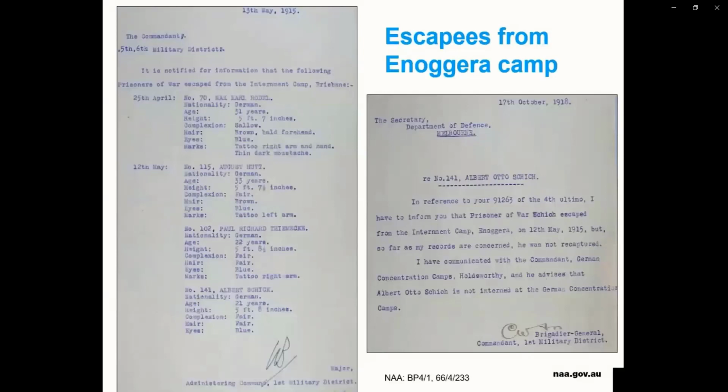This file relates to prisoners who escaped from Enoggera camp on the 13th of May 1915. This letter, sent to the Secretary of the Department of Defence in October 1918, informs him that Albert Schick, who escaped all those years ago, had still not been recaptured.